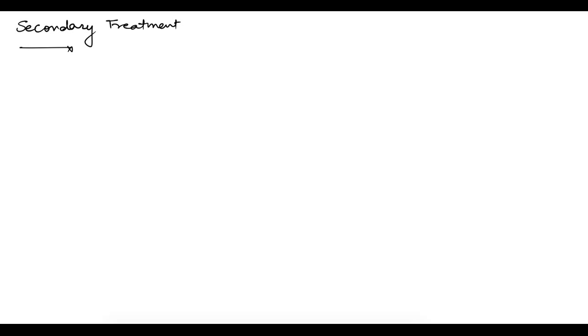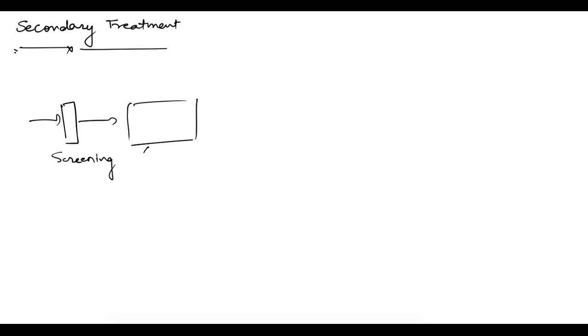Hello everyone. So earlier we saw the introduction for sewage treatment. Here we'll start with secondary treatment. But before secondary treatment, some other treatments are given to a sewage. So I'm telling some of them. Initially screening will be done to remove the floating impurities. Then this water will go in a grit chamber.